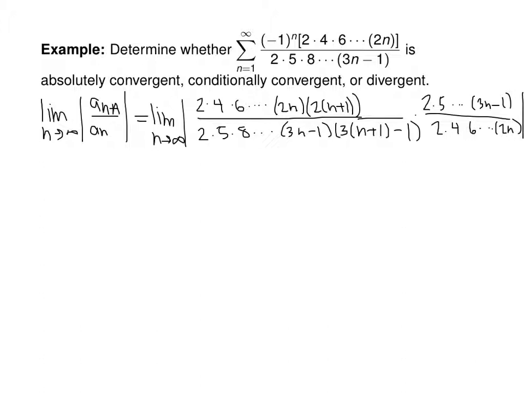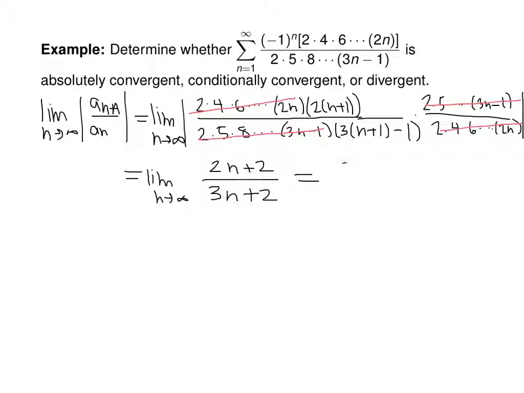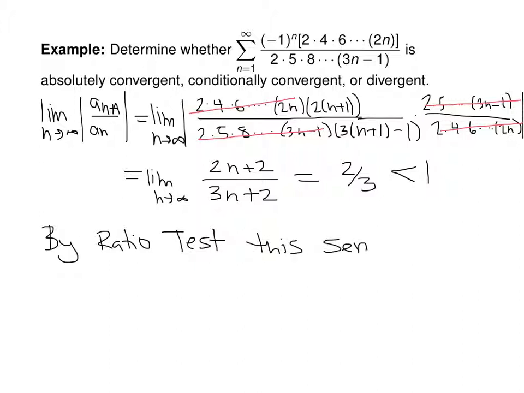So quite a bit of things will cancel. So everything up until 2n and 2n, everything up until 3n minus 1. So that gives us the limit as n goes to infinity, 2n plus 2 over 3n plus 2, which you've seen enough of those to know that that limit is actually 2/3, which is less than 1. So by the ratio test, this series is absolutely convergent.